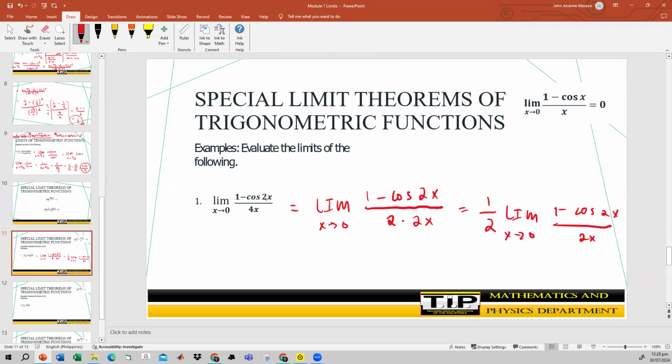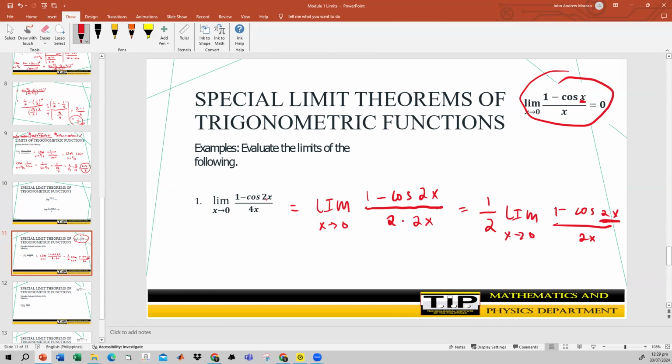So again, can we apply now the theorem that we have? Can we apply this now? Since the angle inside the cosine is now 2x, and we have the same angle in the denominator, in that case, we can apply now the theorem.